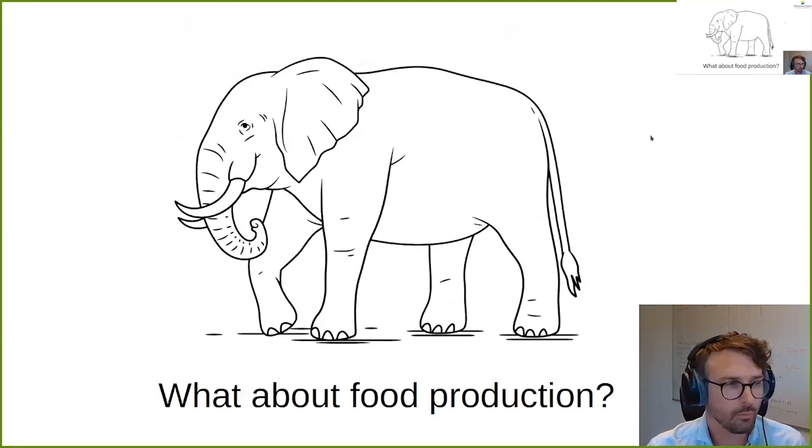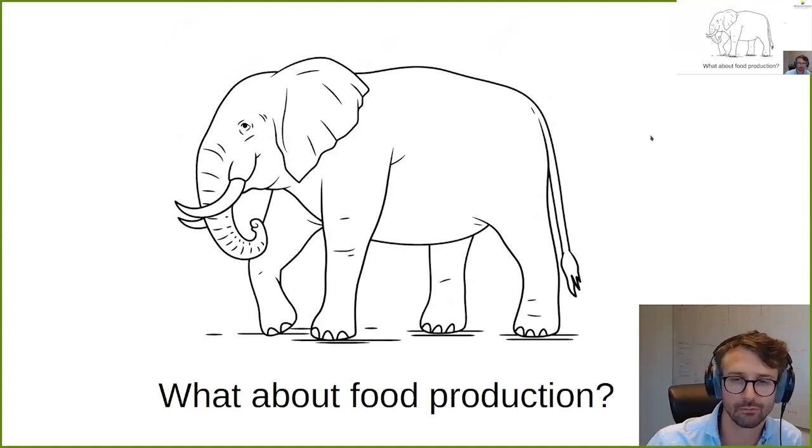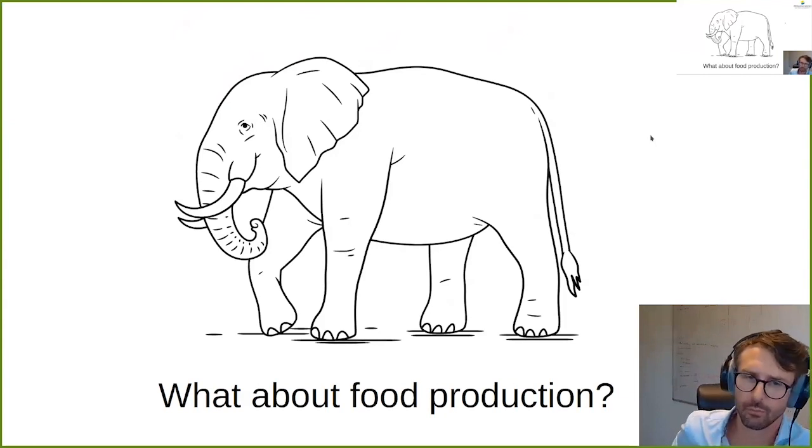So, the elephant in the room then. We're talking about transformation of the entire agricultural system, replacing like a third of all food production with grass. And we can't eat grass, so that's a problem. What about food production?